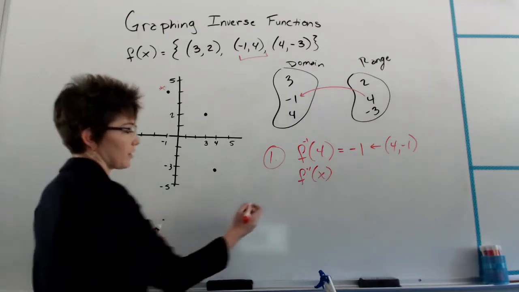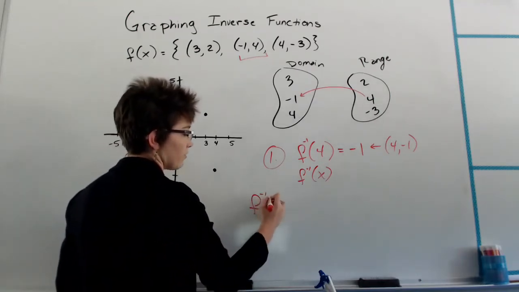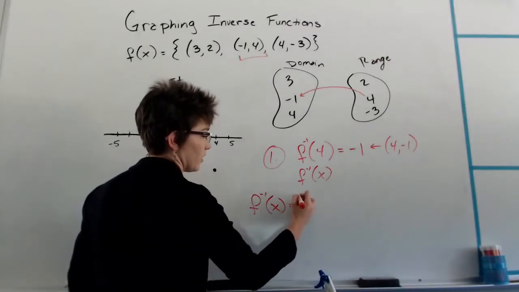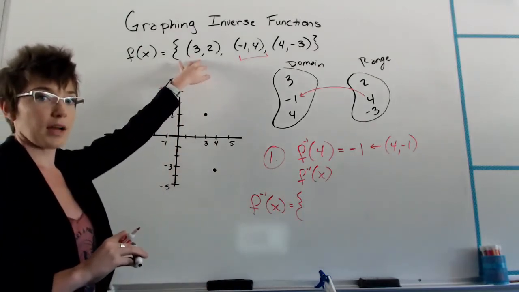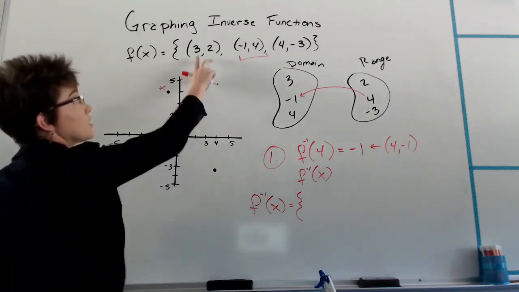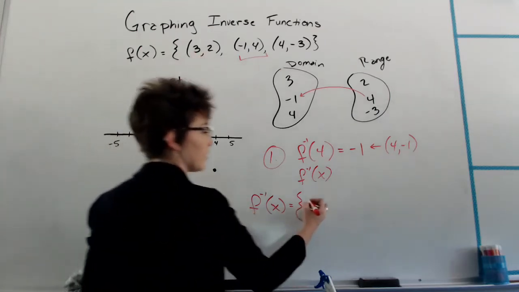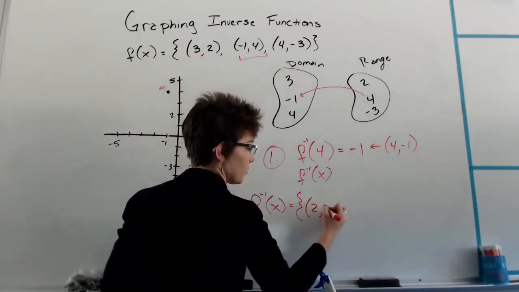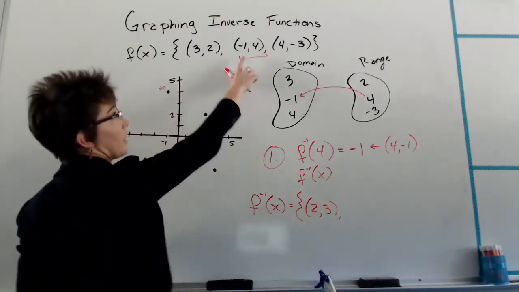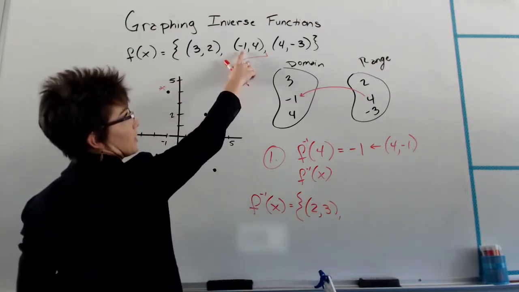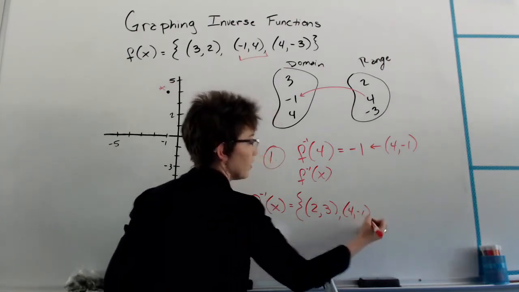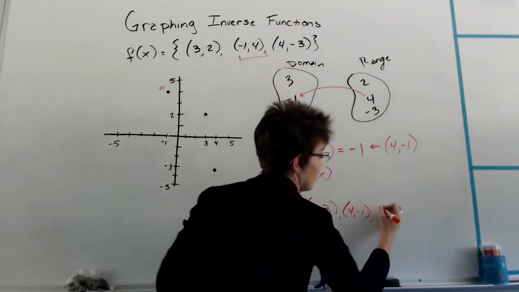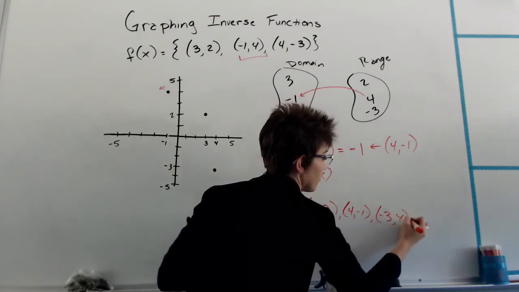So this is actually a clue to writing out our entire inverse function really quickly. Let's see if we can do it. Our inverse function would be the set of all these points where the x and y values have been switched. So rather than 3 comma 2, this would be 2 comma 3. And then instead of negative 1, 4, which we already did, this would be 4 comma negative 1. And the last one would be negative 3 comma 4.